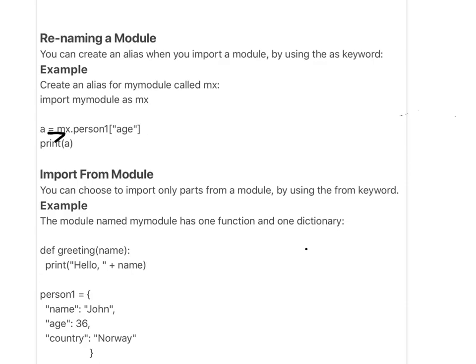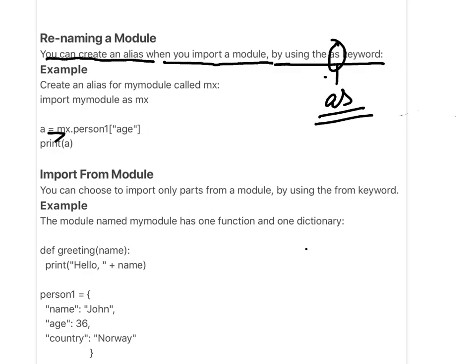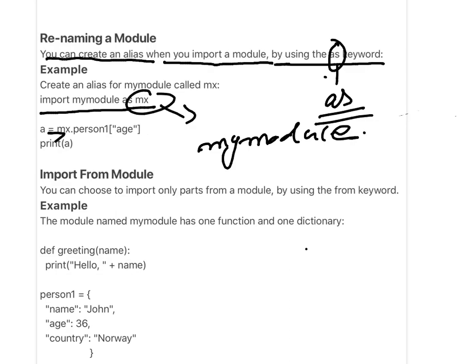Now the next concept, renaming a module. Renaming means giving an alias. You can create an alias when you import a module by using the as keyword. This as keyword we have to use when we are giving a nickname or alias to that particular module. A very simple concept. How will we write it? import my module as mx. Why are we using it? Now instead of using my module, the complete name, I will write only mx.